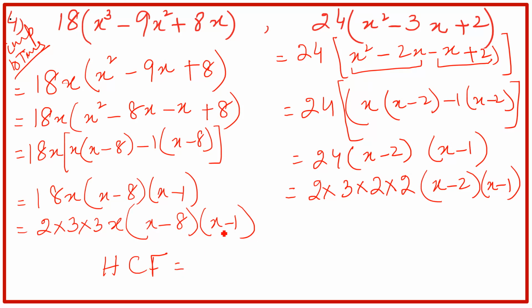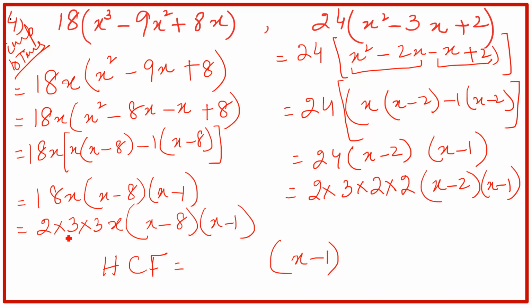So we have x minus 1 here and x minus 1 here, so we will write down x minus 1. x minus 2 is here, but x minus 2 is not here. Similarly, x minus 8 is here, but x minus 8 is not here. Only x minus 1 we will take as a common.